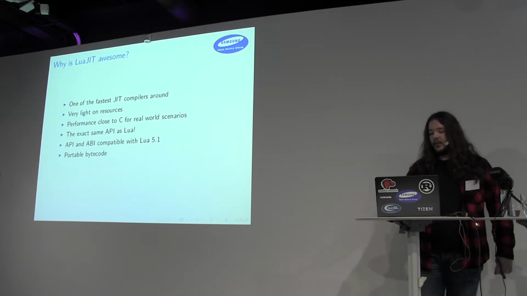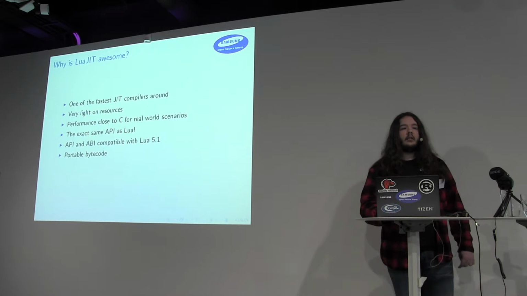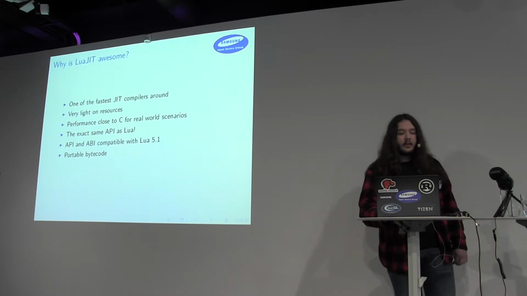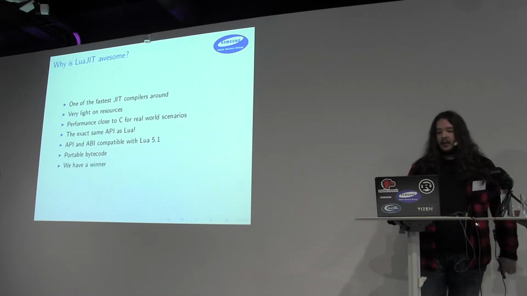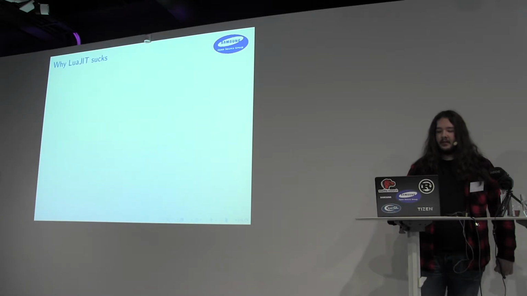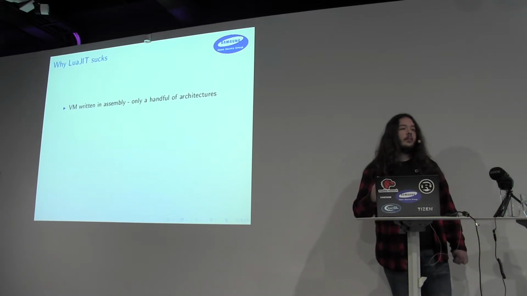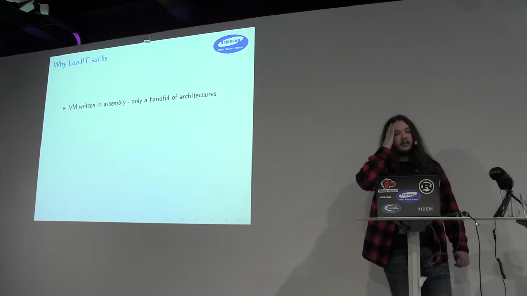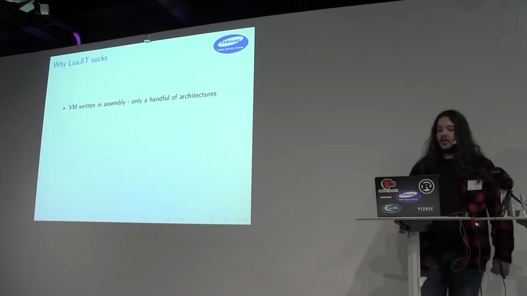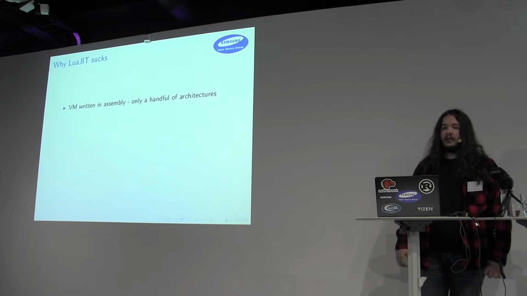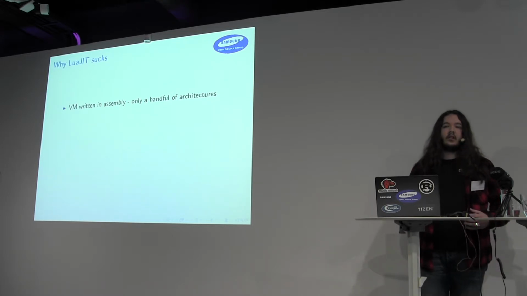The bytecode you get is different depending on which architecture you run it on. So I guess we have a winner, and there's also a few reasons why LuaJIT kind of sucks. The VM is written in assembly, so it's not portable to architectures it doesn't explicitly support, which might be kind of an issue, but these days it has fairly decent support for different architectures.